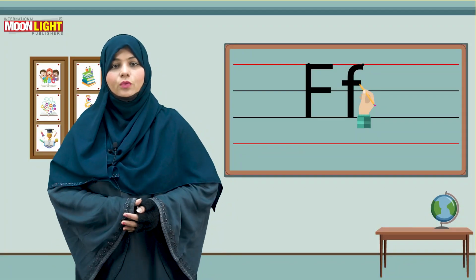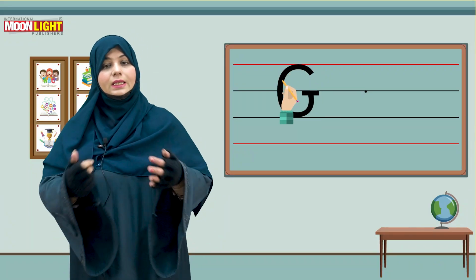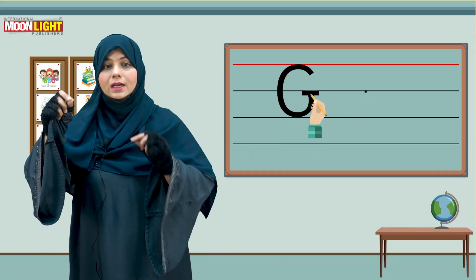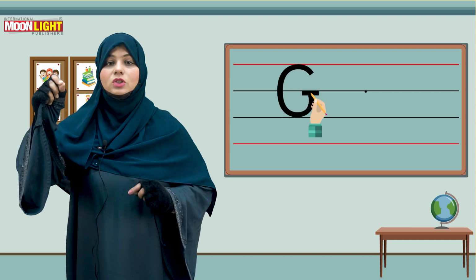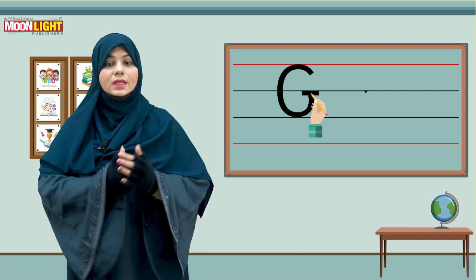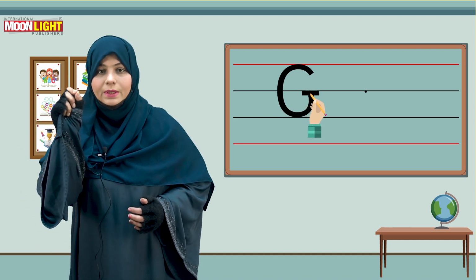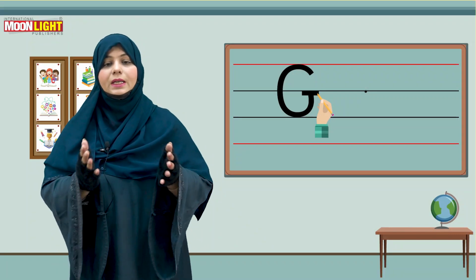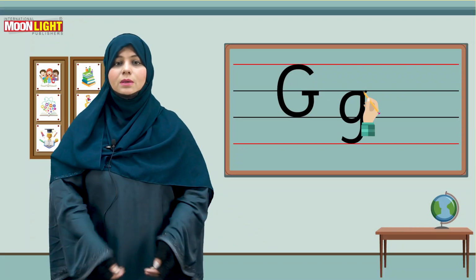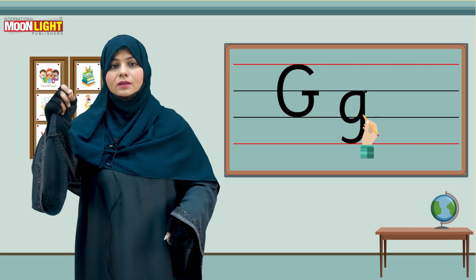Yes, now it is turn of letter G. Make a half circle in upper 3 lines and the last point of half circle will touch the second line. On second line, we have to make a small slipping line. It will become capital letter G. For small letter G, make a half circle in center 2 lines.